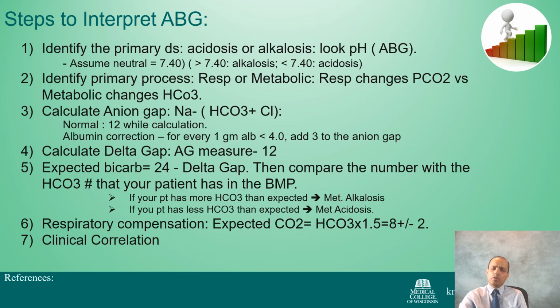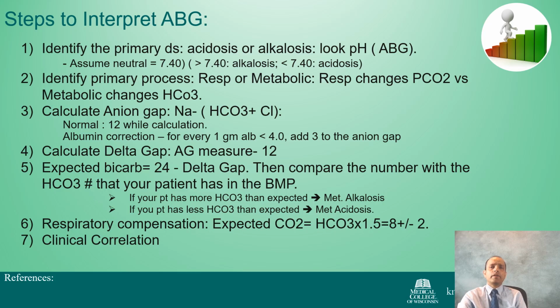If somebody has a low albumin, you're supposed to correct: for every 1 gram drop of albumin from 4, you add 3 to that anion gap number. So if somebody has an albumin of 3, that is a 1 gram drop, so you are going to add 3 to the calculated number. If somebody has an albumin of 2, normal albumin is 4, so that's a 2 gram drop, so you add 3 and 3, you add 6 to that anion gap.